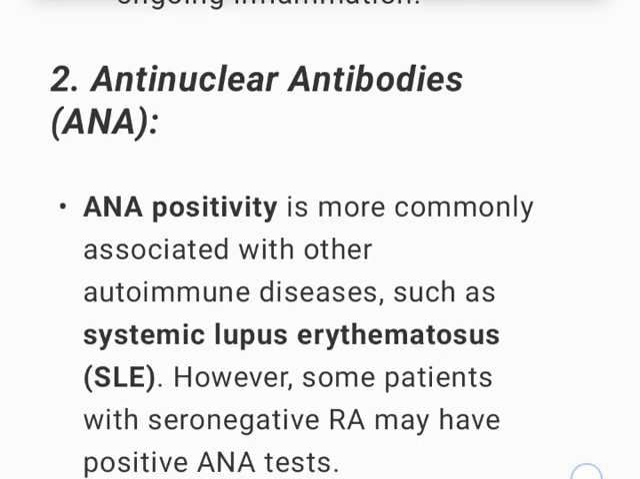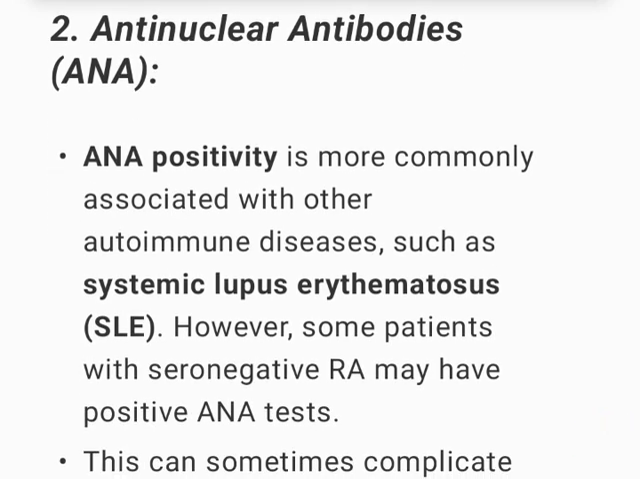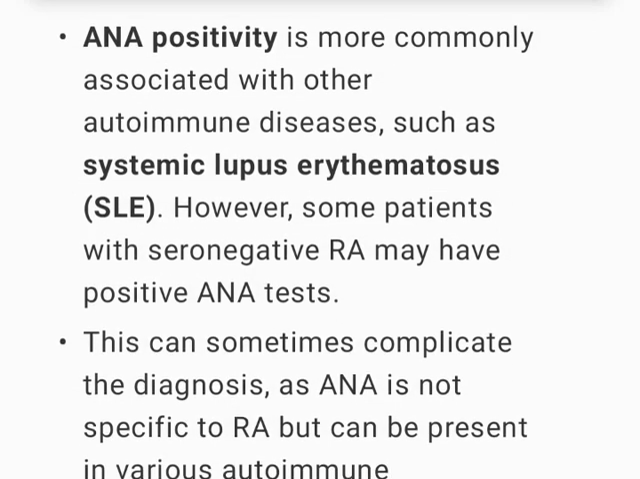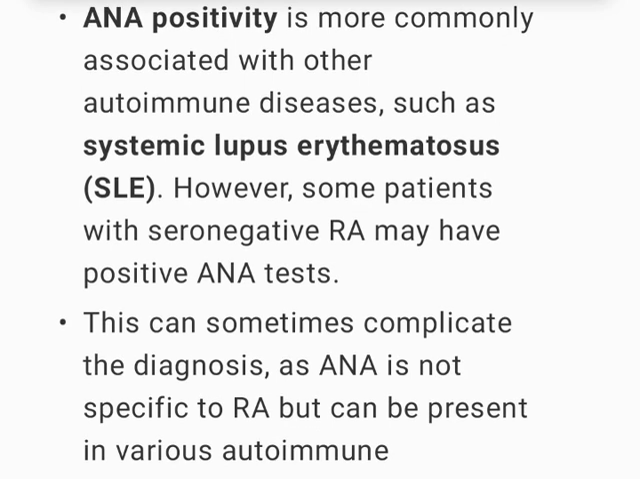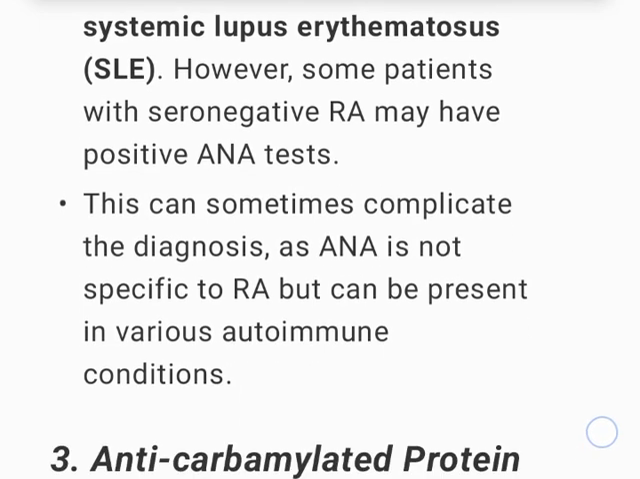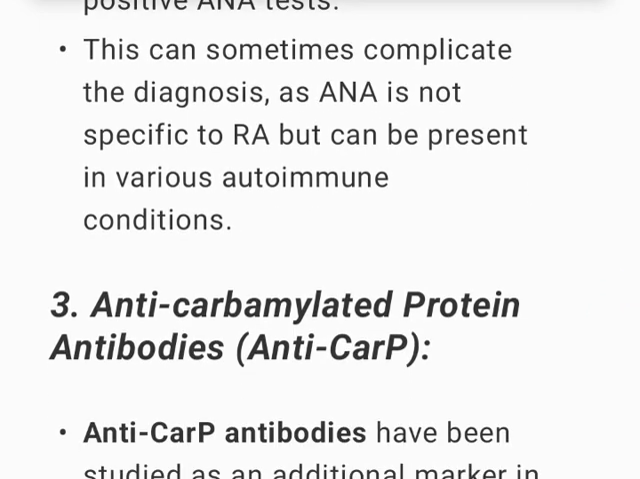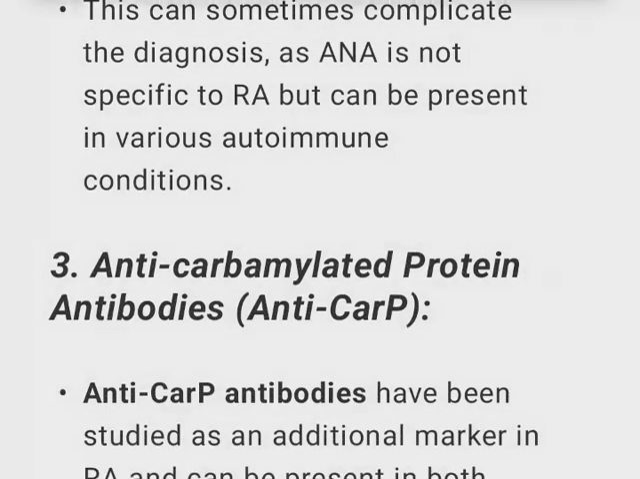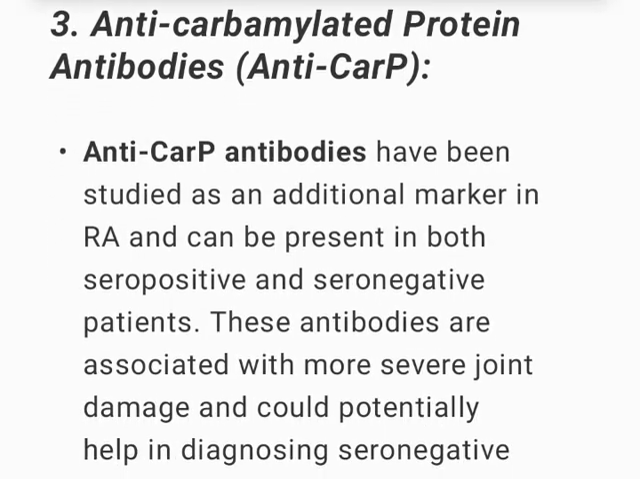While they do not confirm RA, elevated levels can suggest the presence of ongoing inflammation. 2. Anti-nuclear antibodies, ANA. ANA positivity is more commonly associated with other autoimmune diseases, such as systemic lupus erythematosus, SLE. However, some patients with seronegative RA may have positive ANA tests. This can sometimes complicate the diagnosis, as ANA is not specific to RA but can be present in various autoimmune conditions. 3. Anti-carbamylated protein antibodies, anti-CarP.